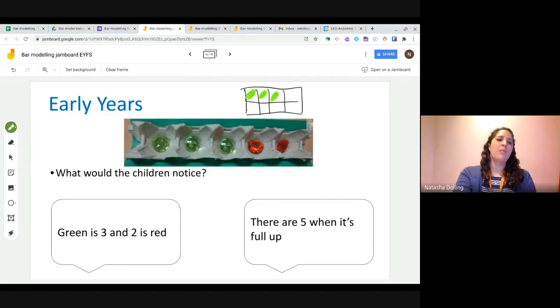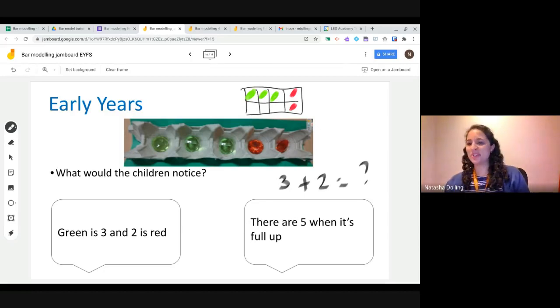And when you use a structure for a bar model, when you're first introducing it, it highlights, for example, as this child said here, that it's 5 when it's full up, it highlights what is missing in the equation. So while in early years, you're not going to be saying 3 plus 2 equals question mark, what you're doing with the addition of the bar model as a concrete resource is you're starting to introduce the idea. If you were to take these two red gems out, there would be a gap of 2. That's your missing number. If you were to take them all out, there'd be a gap of 5. That's a missing number. And so you're laying the foundations for that algebraic thinking and those missing number equations.